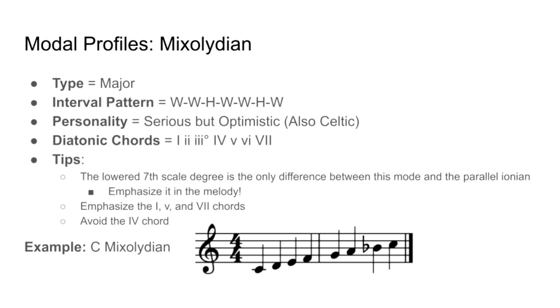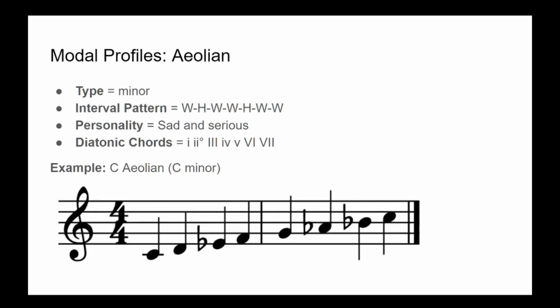Next up, we have the Aeolian mode, and this is just a natural minor scale. The interval pattern for this is a whole step, half step, 2 whole steps, half step, and then 2 whole steps. This has an emotional personality of being sad and serious, and has a diatonic chord set of a minor first, diminished second, major third, minor fourth, minor fifth, major sixth, and major seventh.